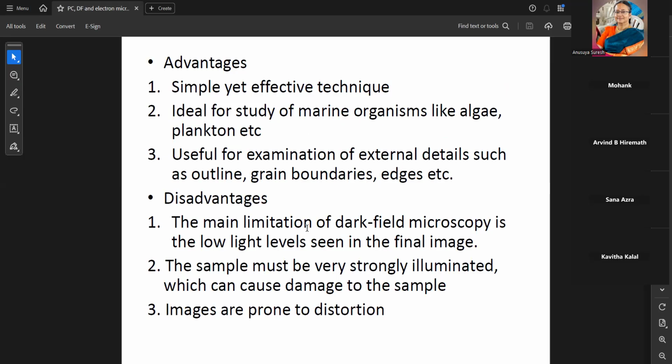The disadvantage is that because the background is dark, the level of light is very low. So you can't see things very clearly sometimes. Then we said that the background is going to be dark, but the object will have strong lighting. So if you are going to illuminate that sample, then that sample may get damaged because of the excessive light falling on it. And thirdly, they have observed that sometimes there will be distortion of the images seen in dark field microscopy.